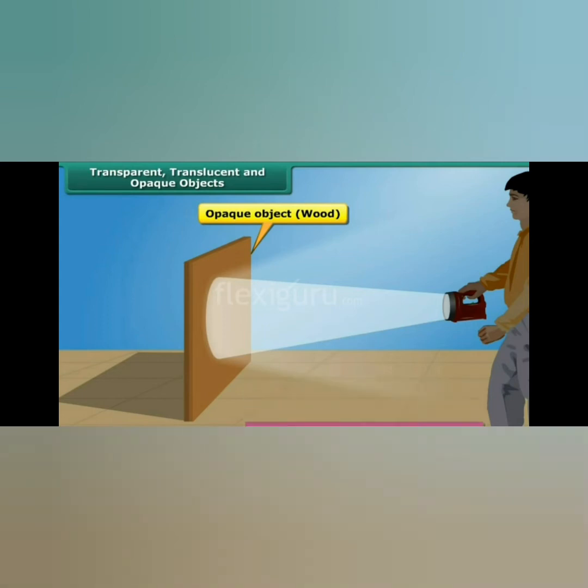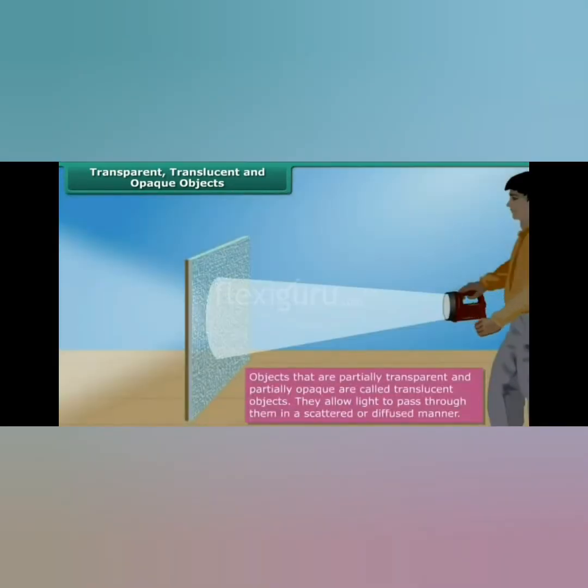Stones, sheets of metals are an example of opaque objects. Now we have translucent objects, that is, objects that are partially transparent and partially opaque are called translucent objects. They allow light to pass through them in a scattered or diffused manner.